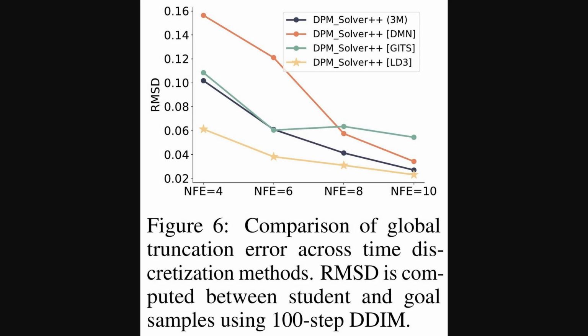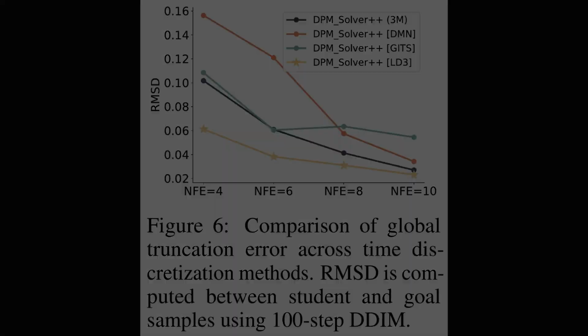Okay, so after seeing the importance of soft teacher forcing in the ablation, this Figure 6 provides another perspective. It plots the root mean squared difference, or RMSD, which measures the global truncation error, against the number of function evaluations. Well, LD3 consistently shows the lowest error compared to DMN, GITS, and the baseline across all NFEs shown. This directly demonstrates LD3 is better at minimizing that error, which was the core objective.